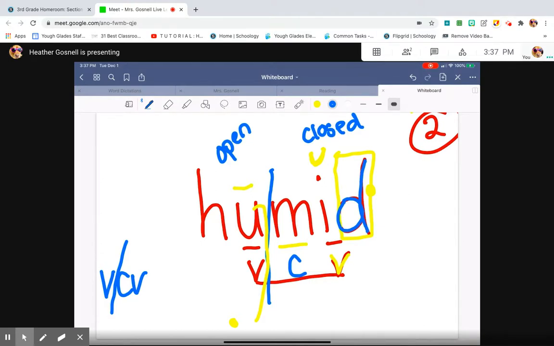So, let's put this one together. Hue, mid. Humid. Humid.